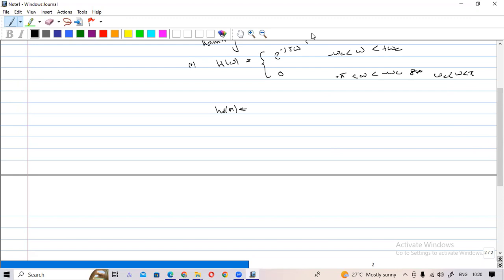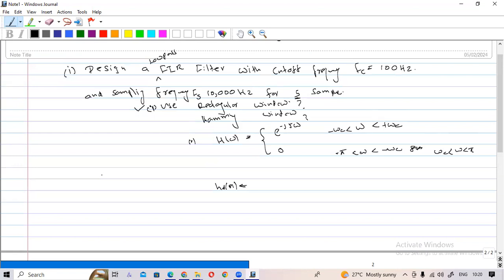Okay, I will do this question. So you have to design a low pass FIR filter.